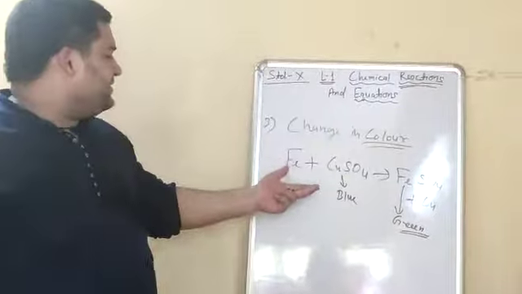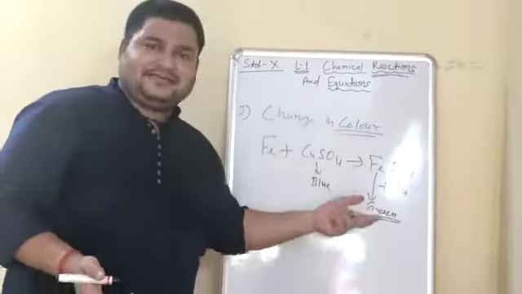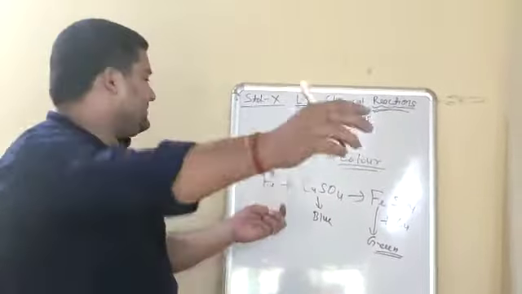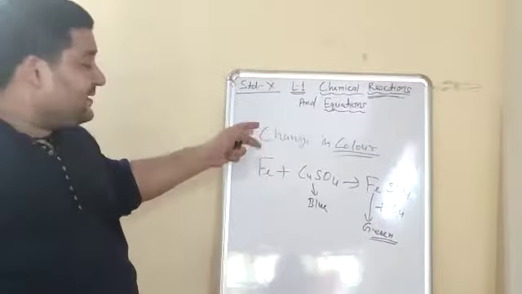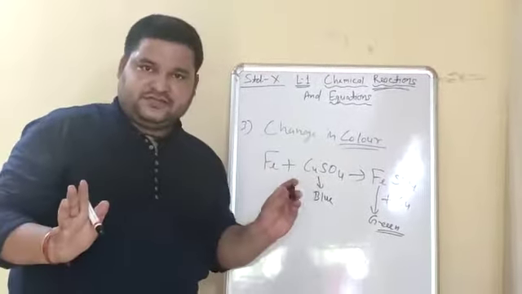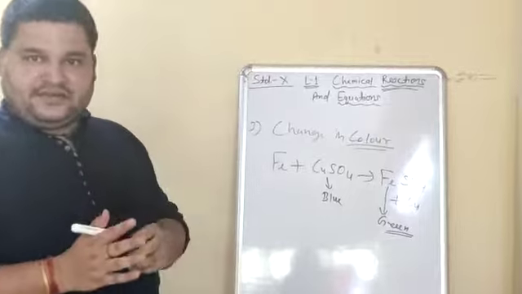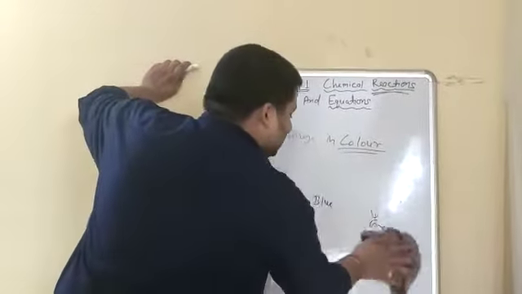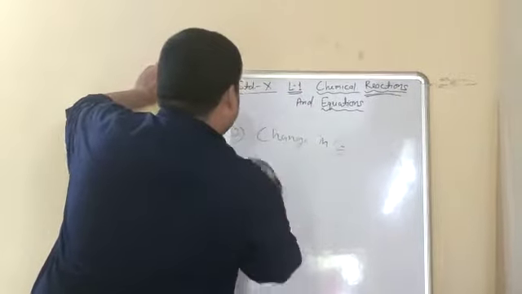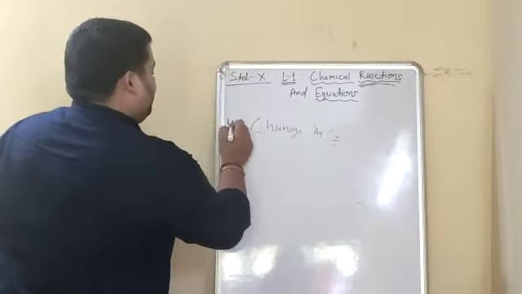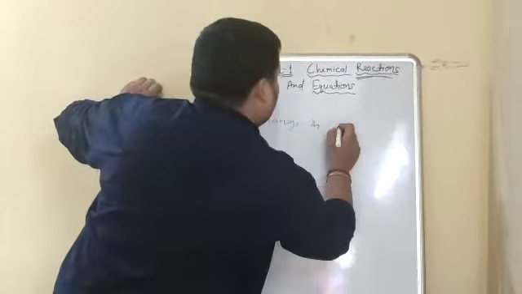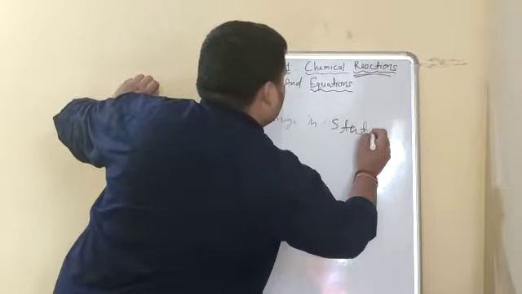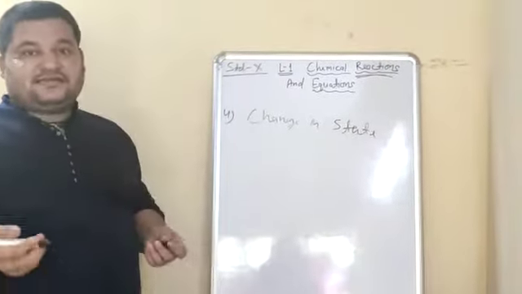So a reaction in which color is changed, you can say that it is a chemical change or chemical reaction. So if in any reaction color is changed, it means that a chemical reaction is taking place. So this is the third characteristic. Fourth characteristic is change in state. State means solid, liquid, gaseous.